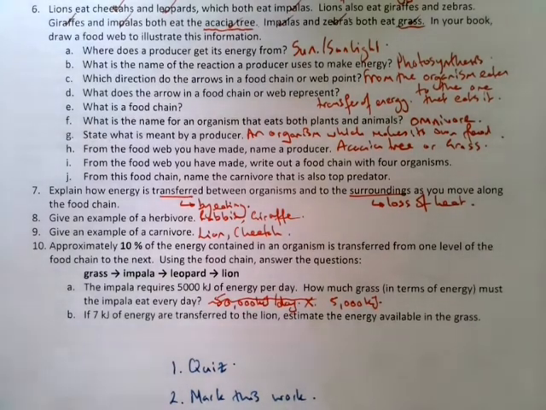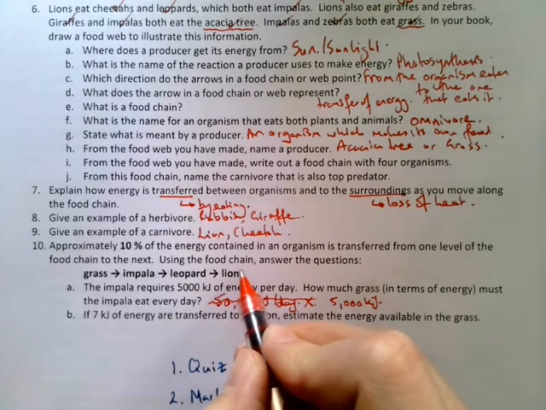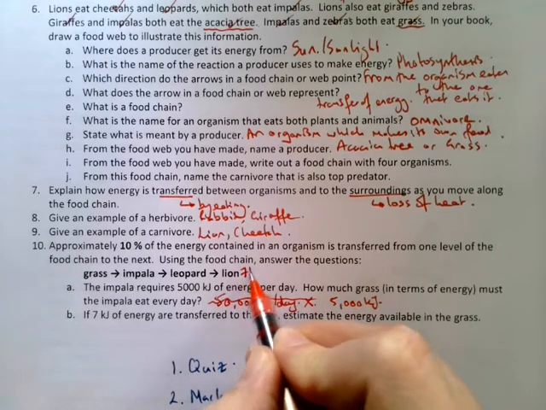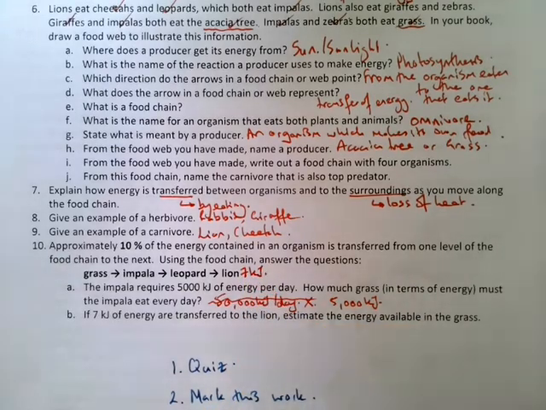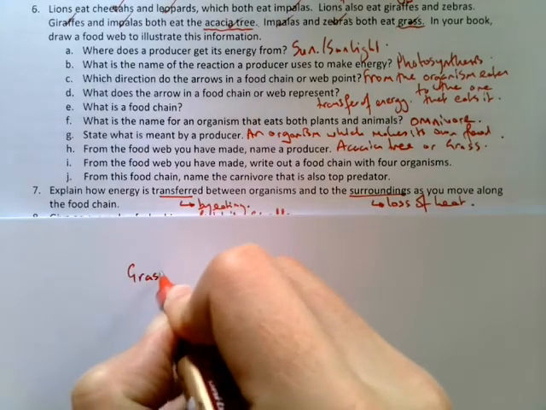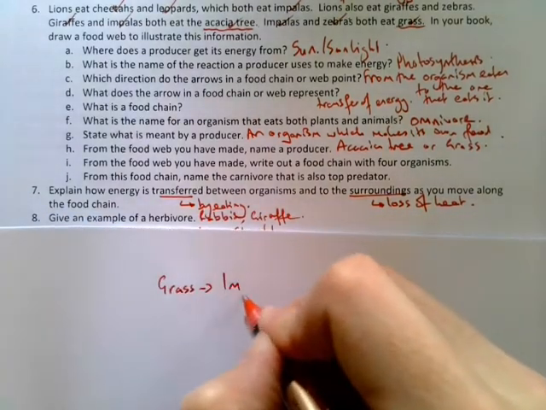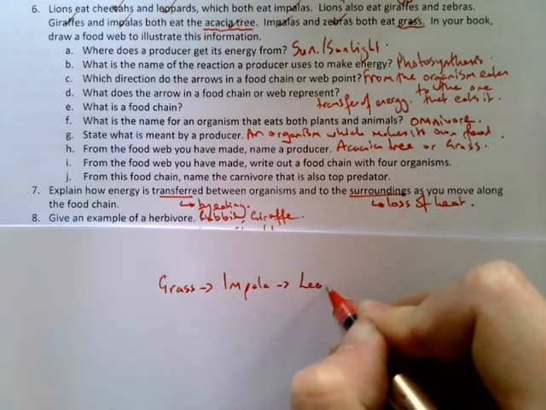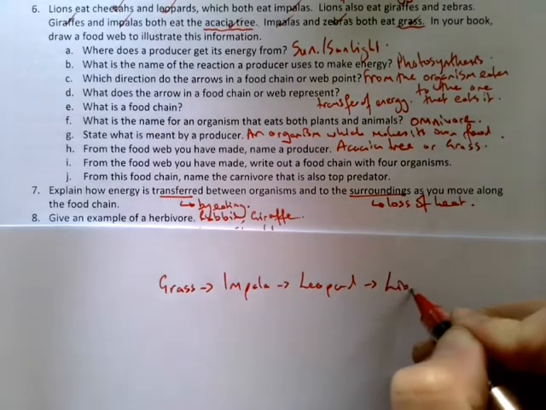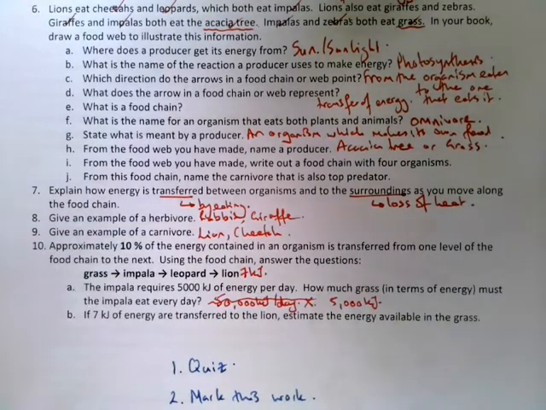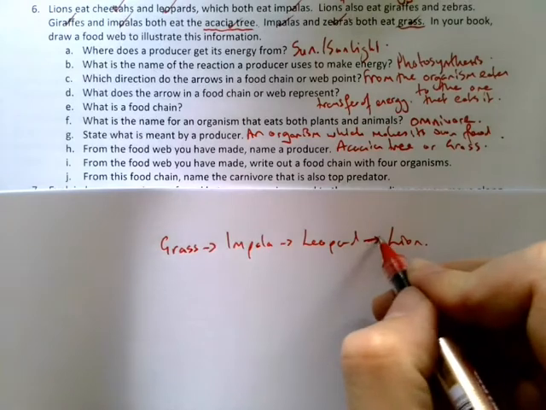So now, part B, is where we do the maths. If 7 kilojoules of energy are transferred to the lion, estimate the energy available in the grass. Okay, so the lion gets 7 kilojoules. Let's do this on a different piece of paper. So we've got grass, then impala, leopard, and then lion. Okay, so 7 kilojoules are transferred here.